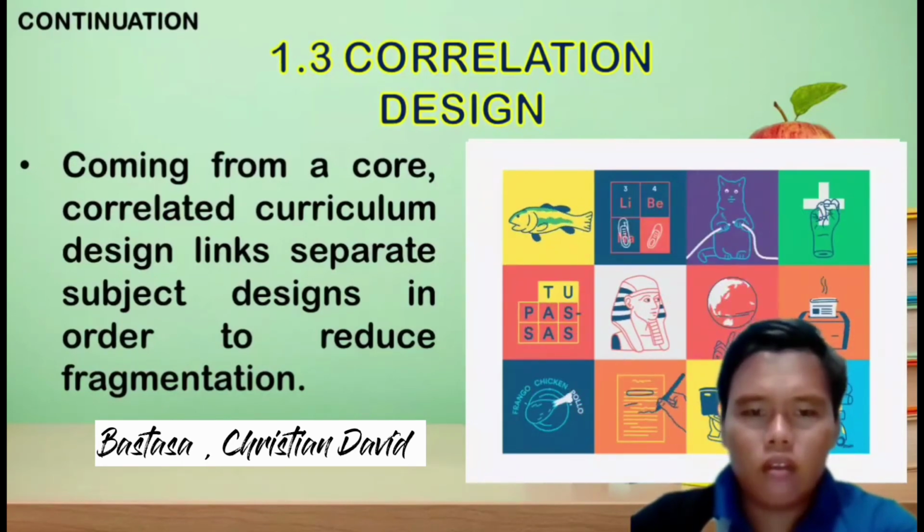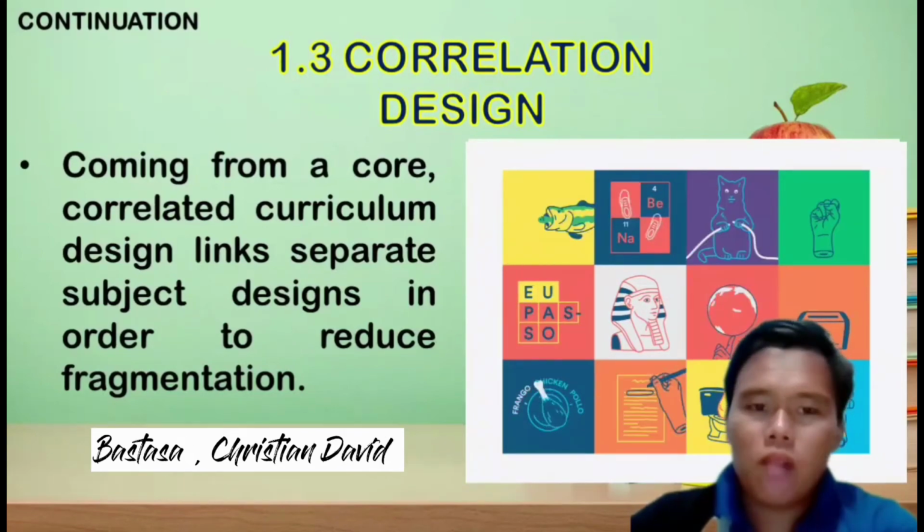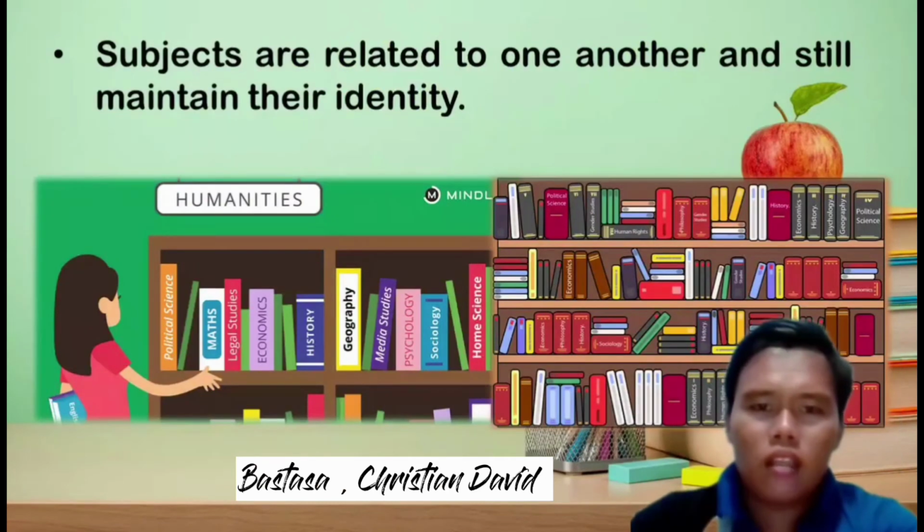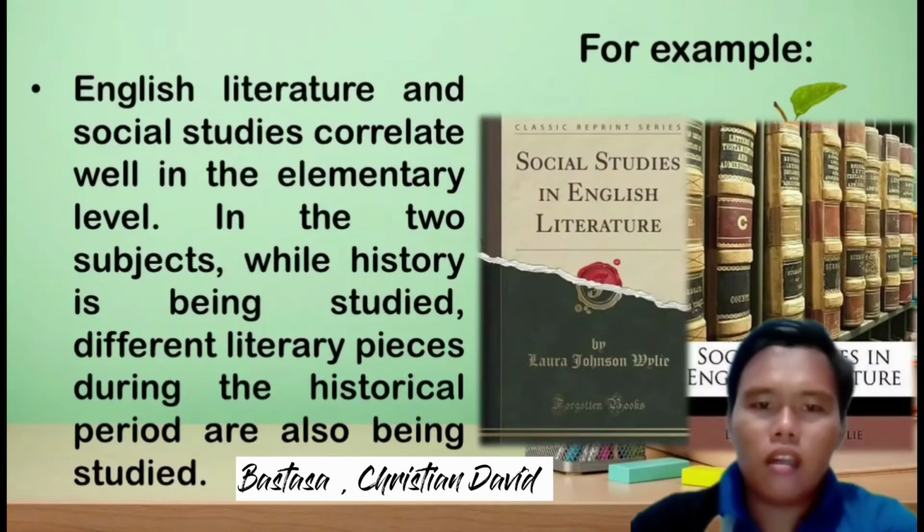And the objective of this design is to reduce the fragmentation of learning. So subjects are related to one another and still maintain their identity. So even though the subjects are related and merged in one, we can still recognize them as the original because of its content. So for example, English literature and social studies correlate well in the elementary level.